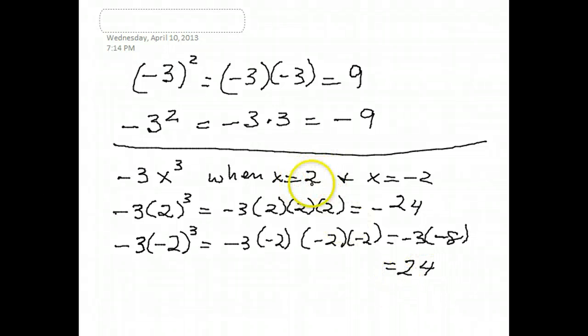So look what happened. When I replaced the x by 2, I got a negative answer. When I replaced the x by negative 2, I got a positive answer. Okay? So the signs are very important to keep track of.